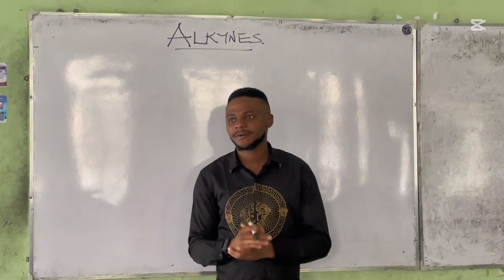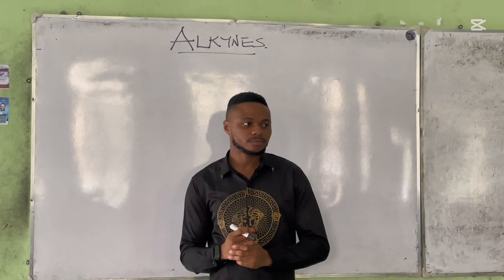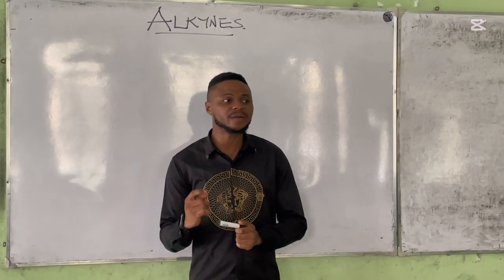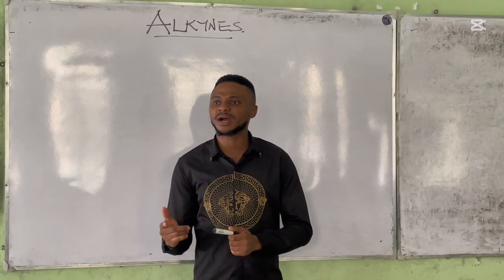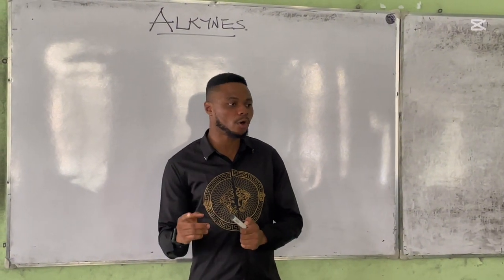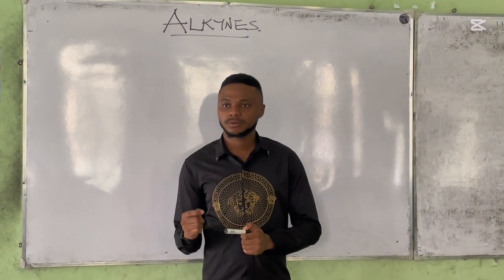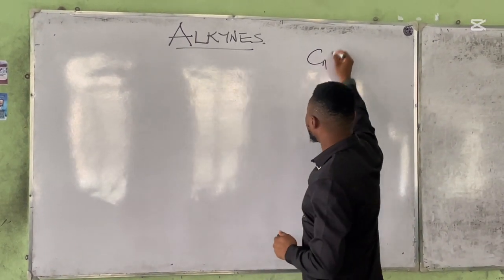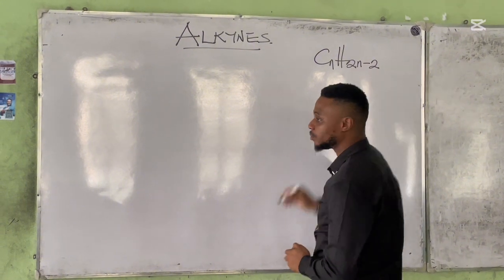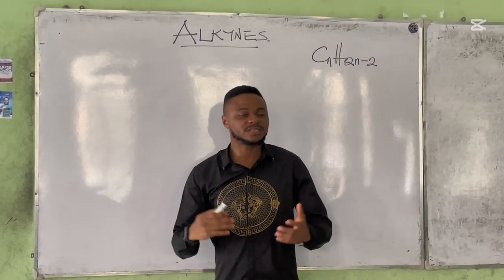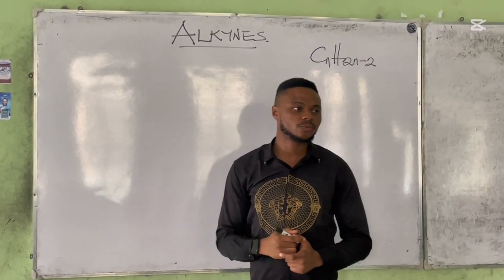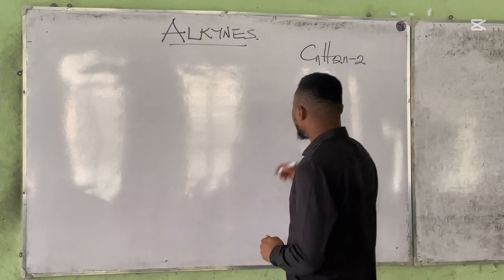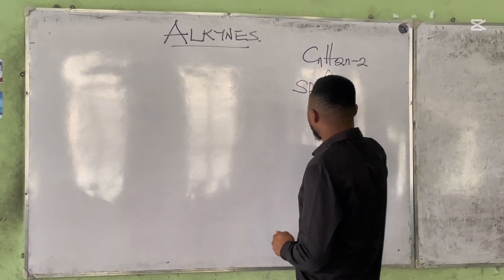Alkynes exist as a family of organic compounds which contains a triple bond. Full stop. They have the general molecular formula CnH2n minus 2 and exhibit the sp hybridization.